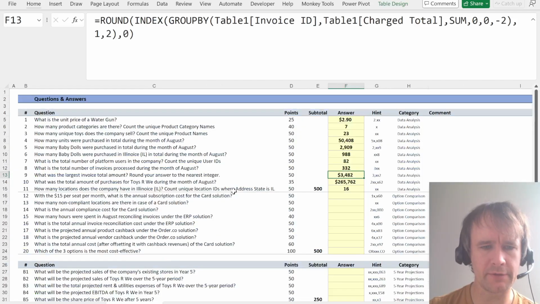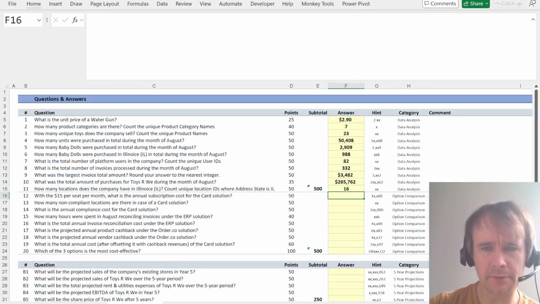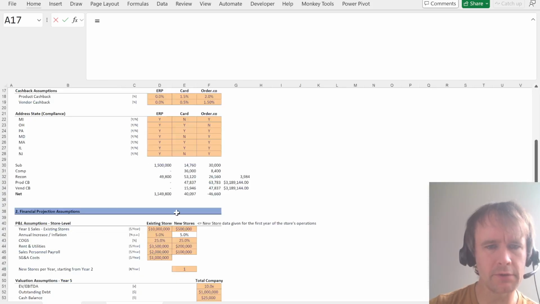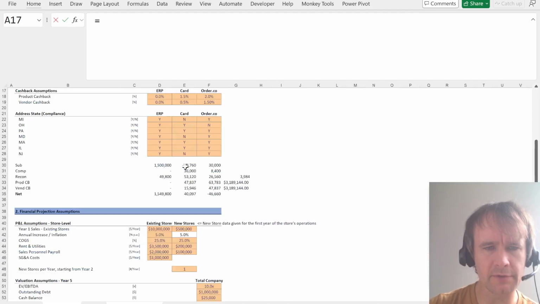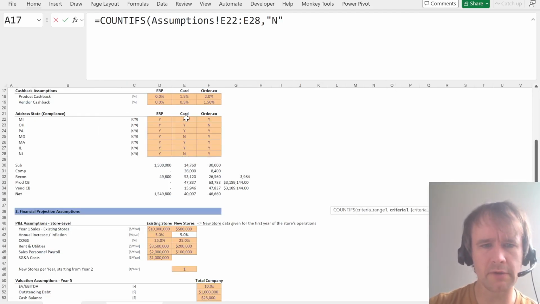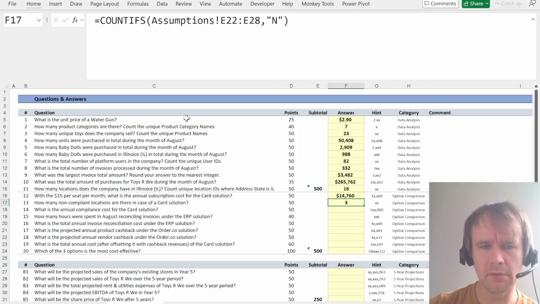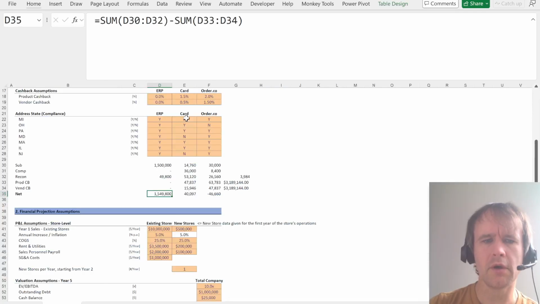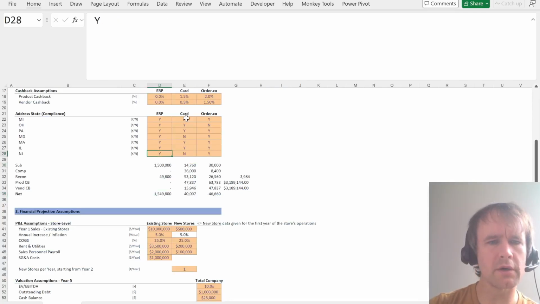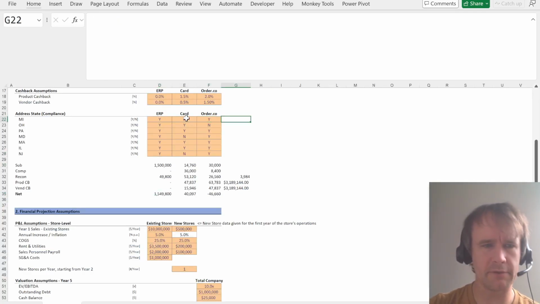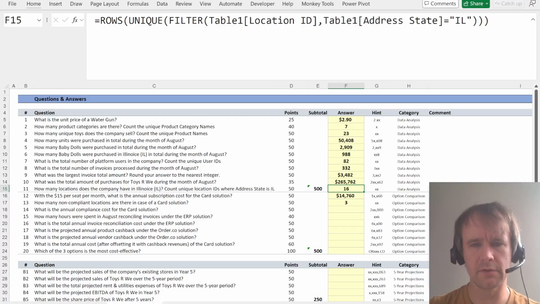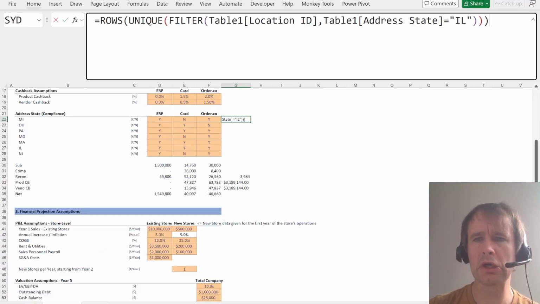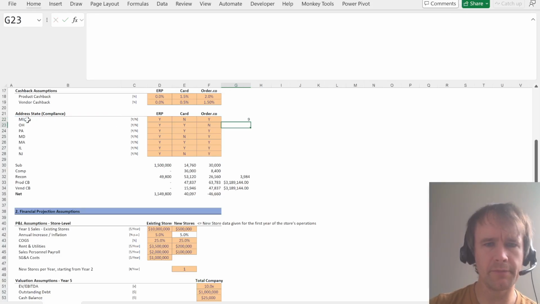Let's see if we can answer some questions. With the 15 annual subscription cost for the card solution, where's it going? 14,760 looks good. How many non-compliant locations are there in the case of a card solution? I've already done something with that, but fine. Counted stat is n. Locations. Right. So I have a handy dandy thing for counting this. So let's take that, bring it over here, and then point this to here.